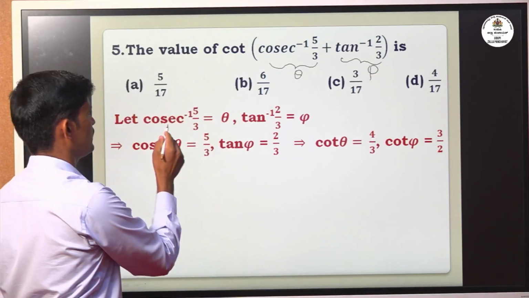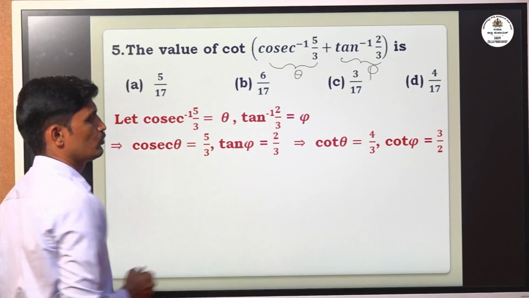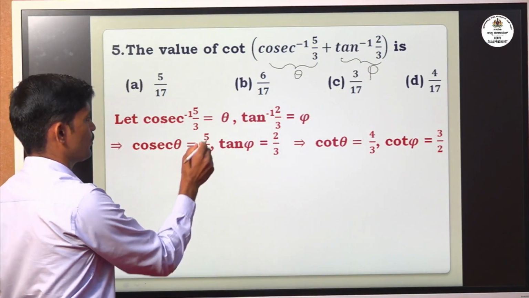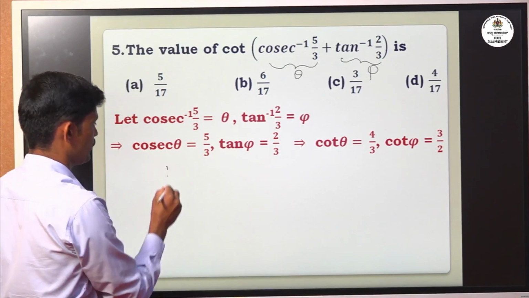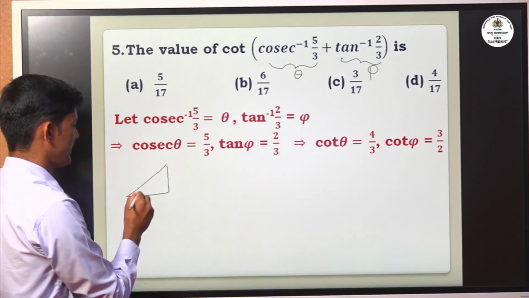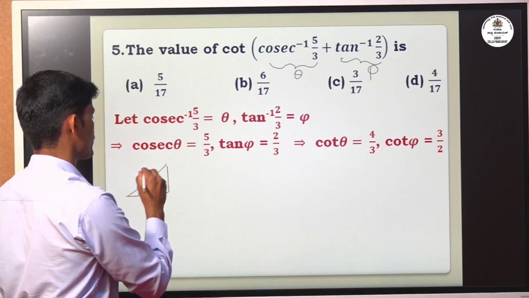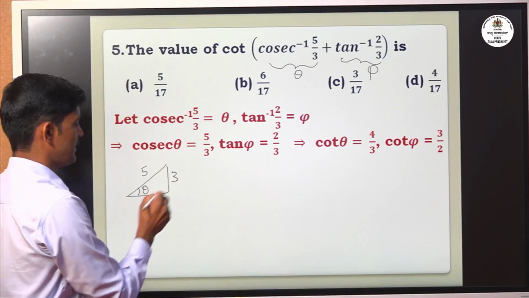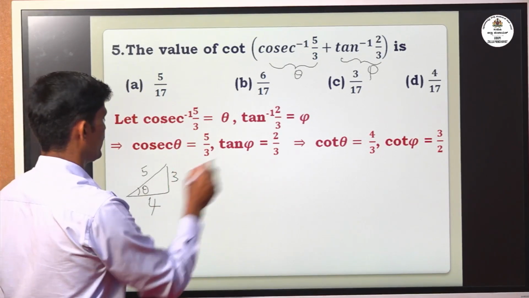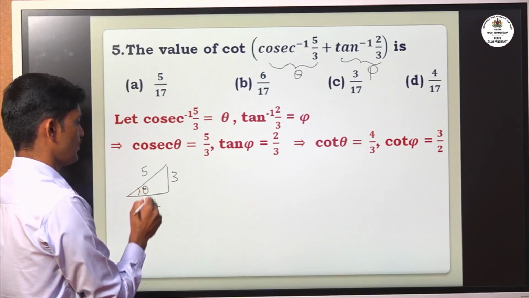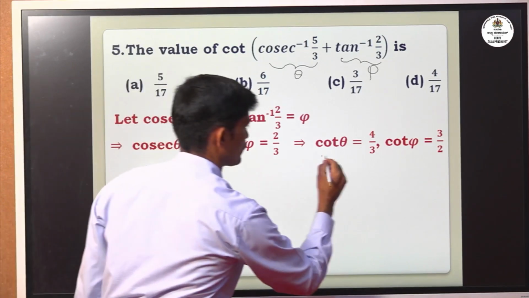Then cosecant theta is equal to 5 by 3, tan phi is equal to 2 by 3. If cosecant theta is equal to 5 by 3, what is the corresponding cot theta? You can use the identity, or you see in the right angled triangle, if cosecant theta is equal to hypotenuse divided by opposite side, then adjacent side becomes 4 using Pythagorean numbers. Therefore, you can define cot theta is equal to 4 by 3, adjacent by opposite. So cot theta is equal to 4 by 3.